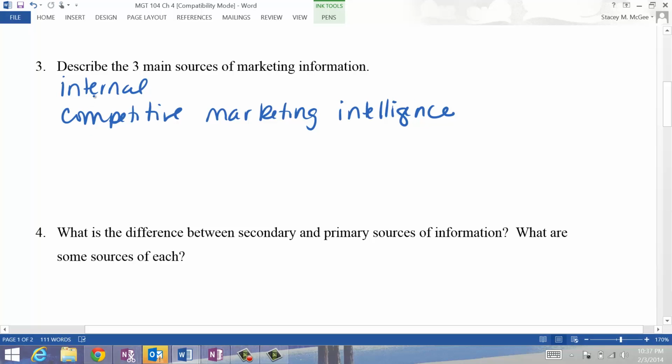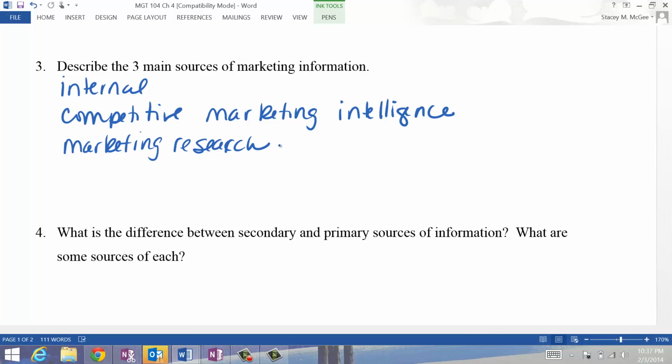And then if what we need doesn't exist internally and we can't gain it from marketing intelligence, sometimes then we need to conduct marketing research. And marketing research is designed to gain information on a specific situation. So I have a specific situation I need information on, a specific question I need to answer, and I don't have the information I need internally and I can't get it from marketing intelligence.